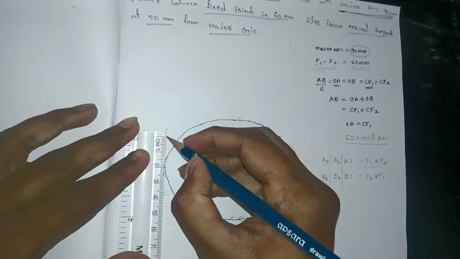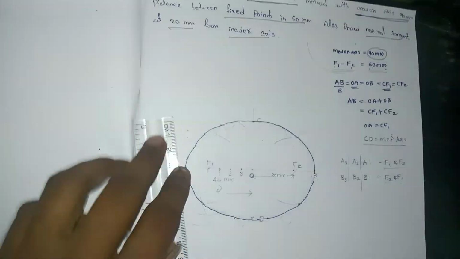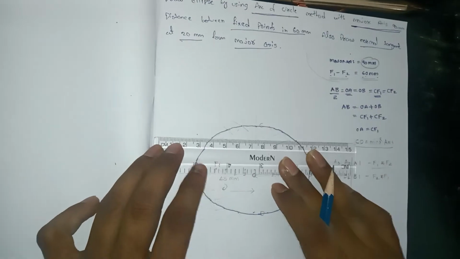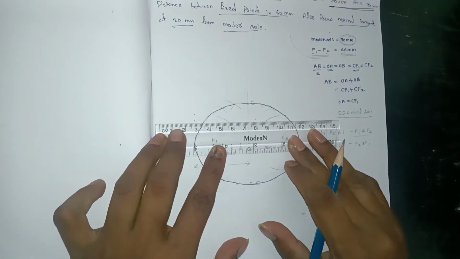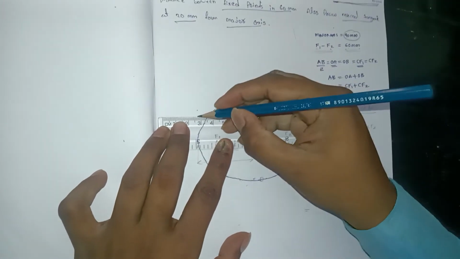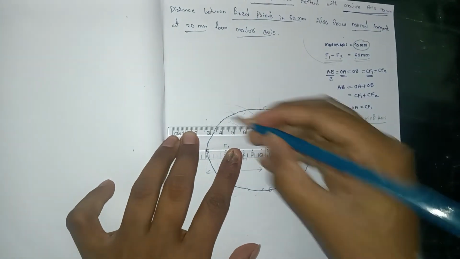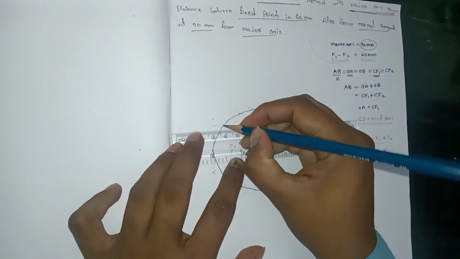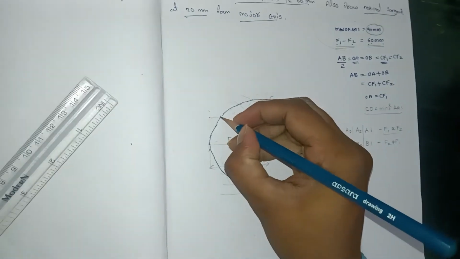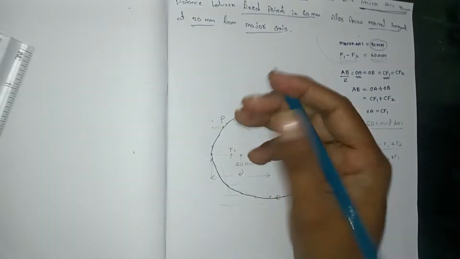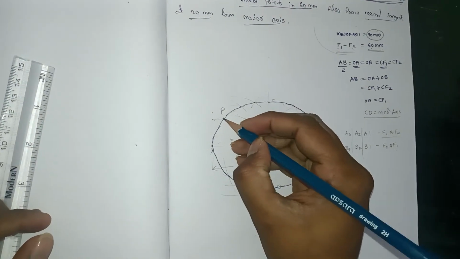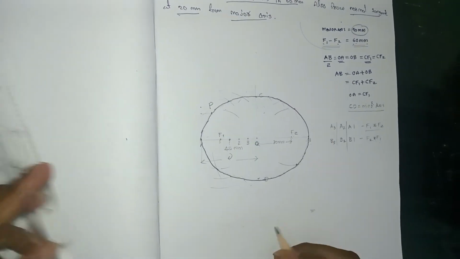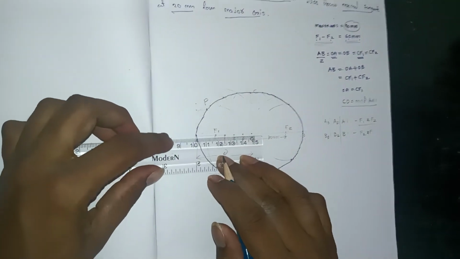Now we have to draw a parallel line to this line. That means here, see. You have to extend that line towards the curve. You will get the point here. Then you have to give the name as P. Okay, this is P. Now you have to draw normal and tangent to this point. This is 20 mm.